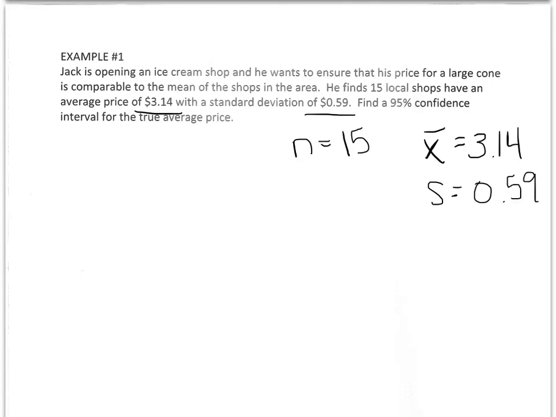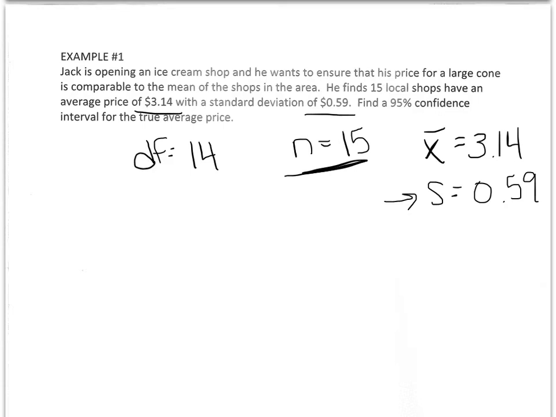Now this is a t-distribution. We don't know sigma, so we have to use the standard deviation from the sample, and our n is smaller than 30. So in this case, we're going to have to use the t-distribution. Well, the first thing we do is we find our degrees of freedom. Our degrees of freedom is n minus 1. So in this case, our degrees of freedom is going to be 14.